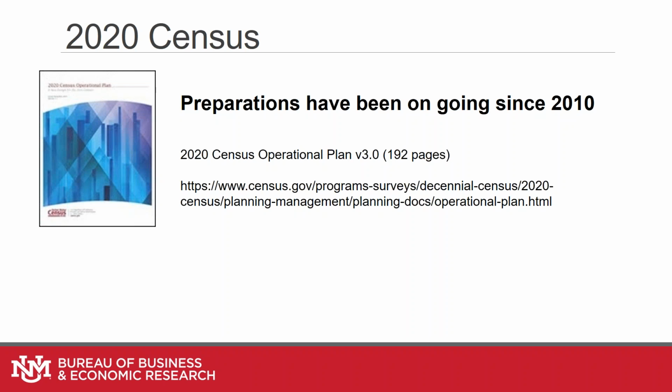There have been a lot of key decision points that have already come and gone, such as how are the questions going to be worded and what sort of translations are we going to provide. Those benchmarks and stuff have already occurred in the 2020 census timeline.